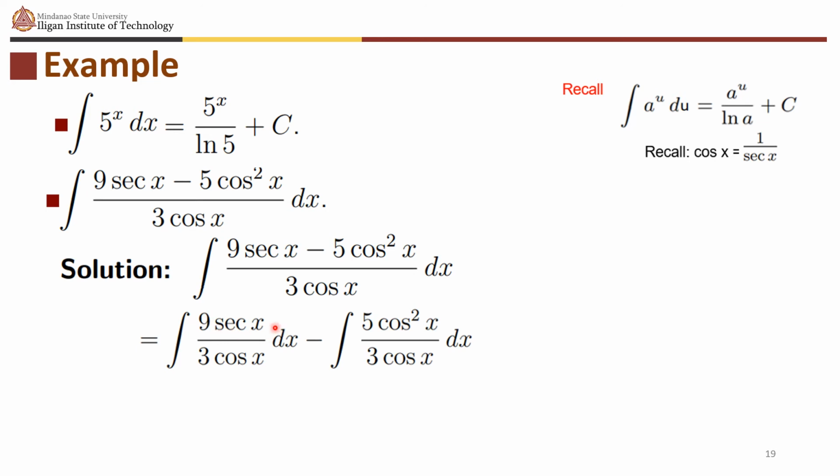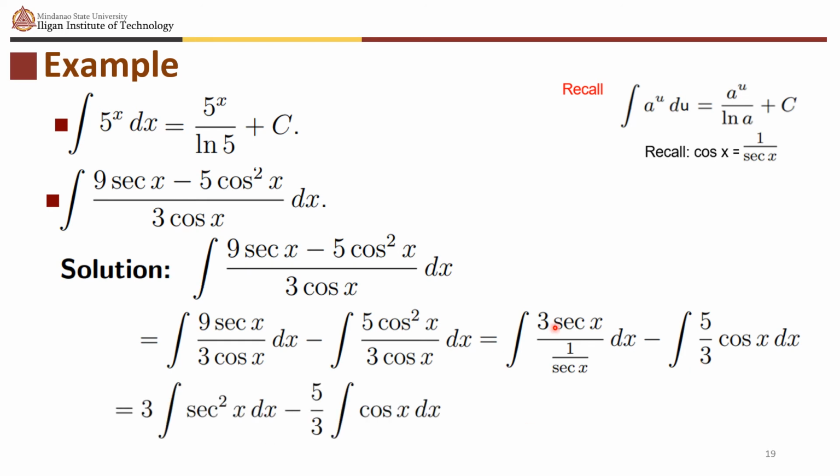Notice that we have a secant x up here, and 9 over 3 is actually equal to 3. So we can now rewrite this as the integral of 3 times secant x all over 1 over secant x dx. And from here, notice that you have cosine squared and you have cosine x, so you can divide out the cosine. You are left with the integral of 5 over 3 cosine x dx, and you have a minus because you have a minus here.